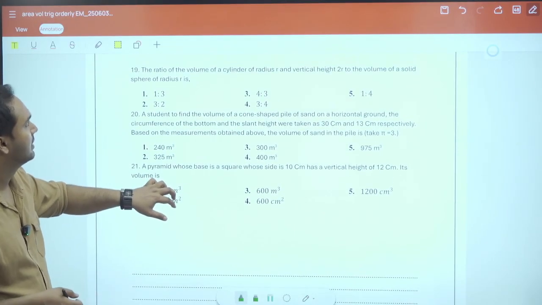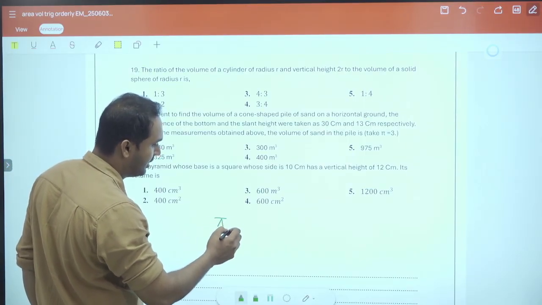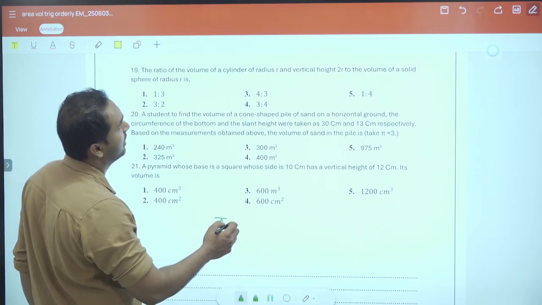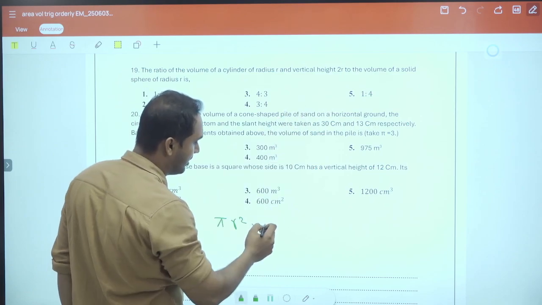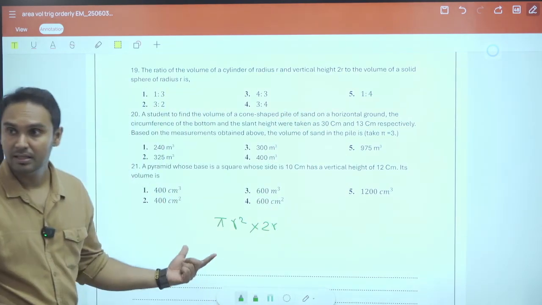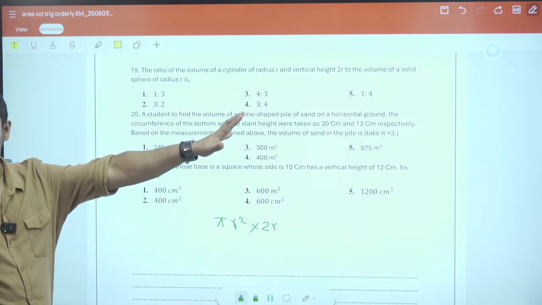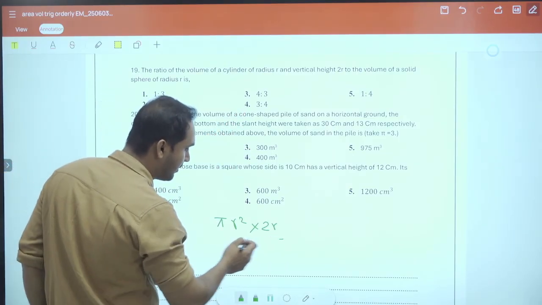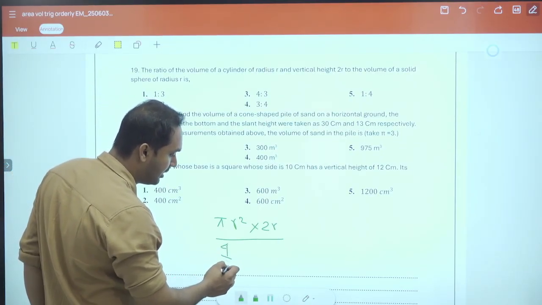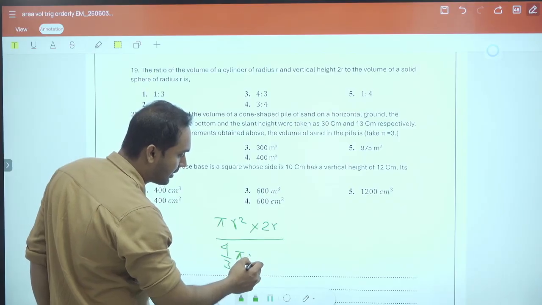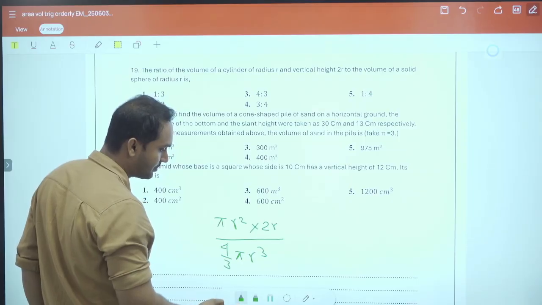So what is the volume of a cylinder? π r square h, right? The radius is r, so r square, and the h is again what? 2r, right? Now this is the volume of the cylinder. You have to take the ratio of the cylinder and the sphere, so you divide this by the volume of the sphere. What is the volume of the sphere? 4/3 π r cube, and the radius is r, right?